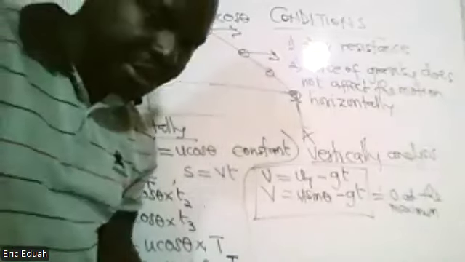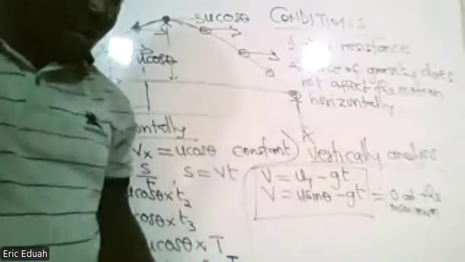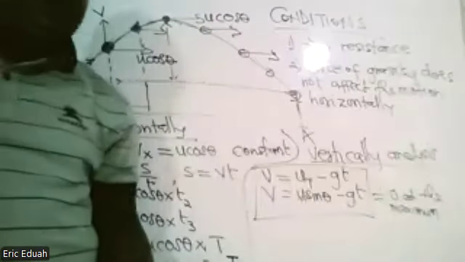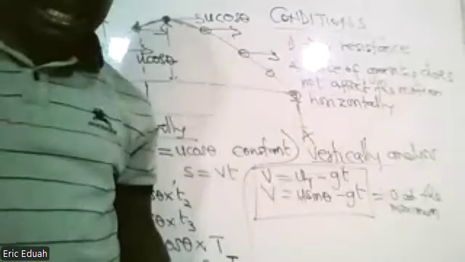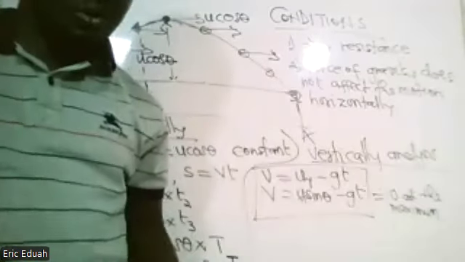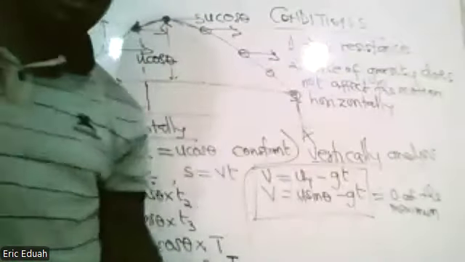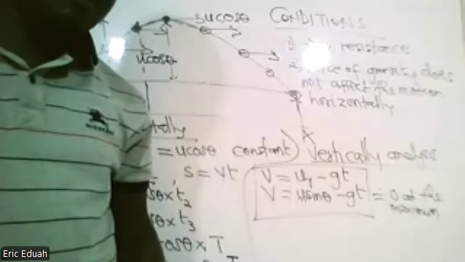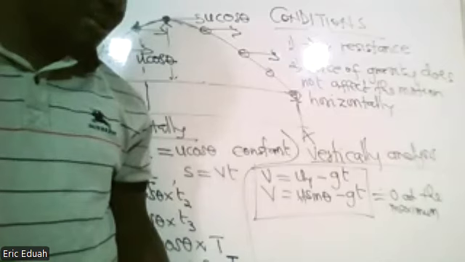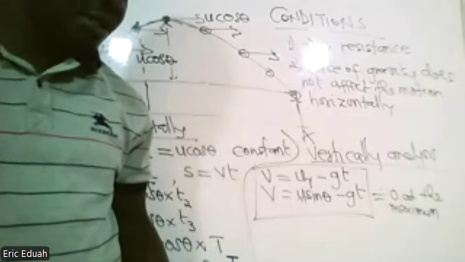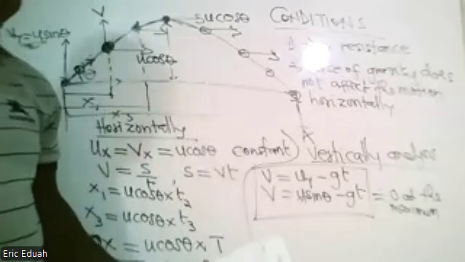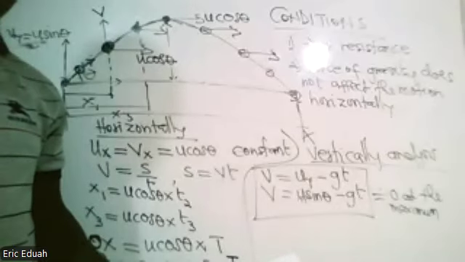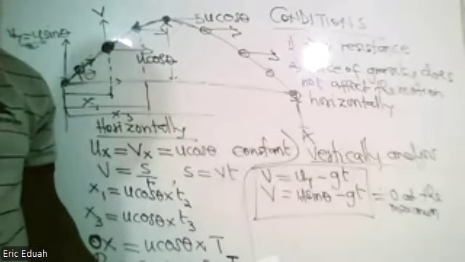Is it understood? Yes, sir. So it isn't 0 like that. The vertical one is 0, but the constant horizontal one is there acting on the body. So its velocity at the maximum height is equal to u cos theta. All right. Now, a question on projectile motion properly.